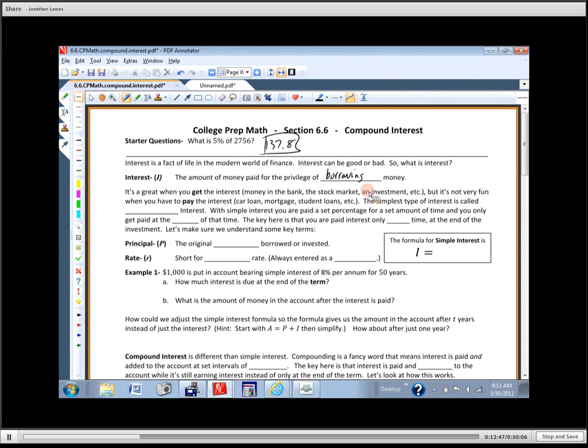So interest is the amount of money paid for the privilege of borrowing money. Now this goes both ways. It can be a good thing or it can be a bad thing. It's a good thing when you get paid the interest. So if you put money in the bank, a lot of you might have a savings account or maybe a checking account, or you put it in the stock market or an investment of some sort, you get paid the interest. So if you have a grandma or grandpa who put $100 in an account, that's going to earn interest. You're going to be paid interest. Essentially, the bank is borrowing money from you. So that's good when that happens.